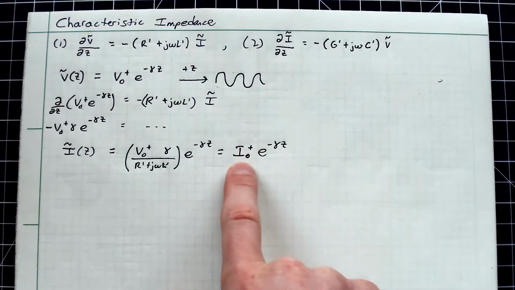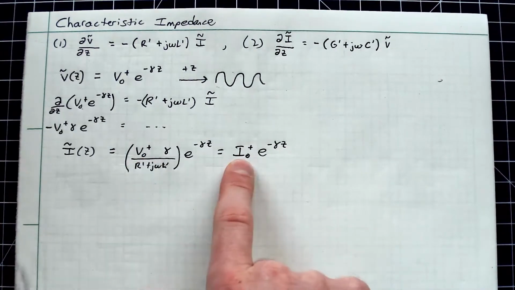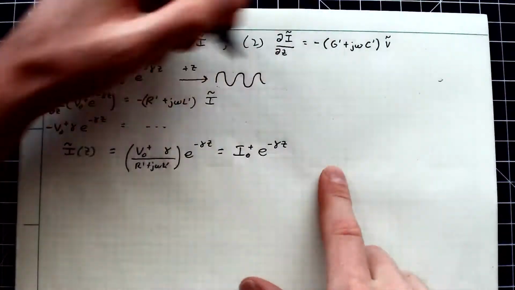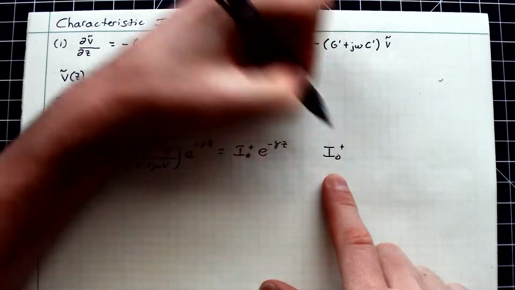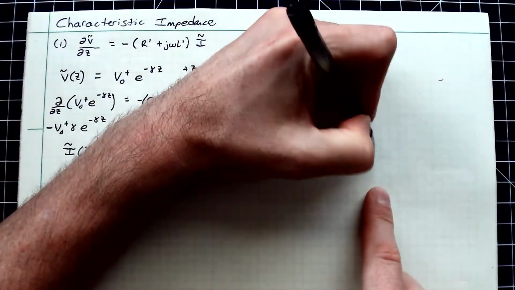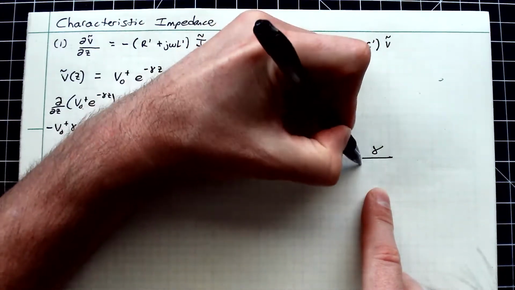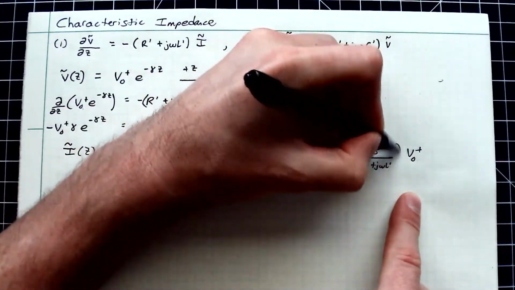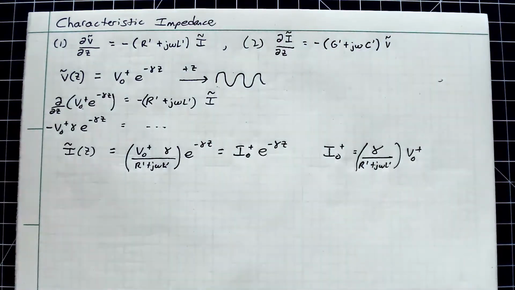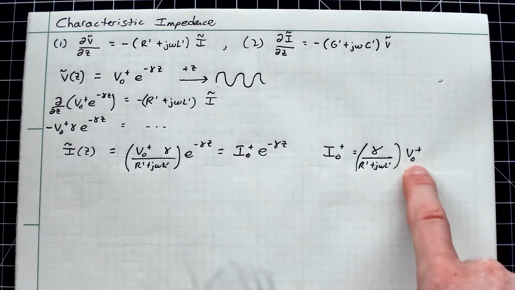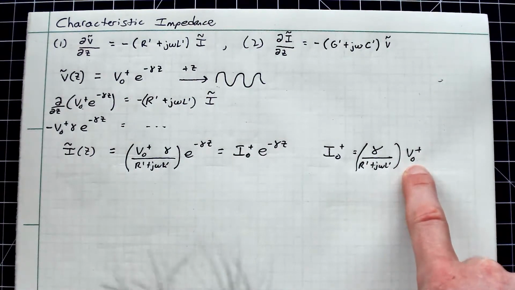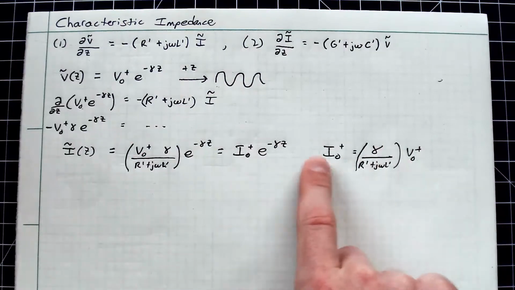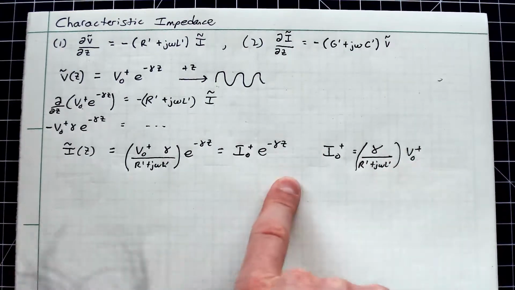So what I can do now is solve for I naught plus, and you notice it'll just be some fixed ratio. Let's do that real quick. I sub 0 plus is equal to gamma divided by r prime plus j omega L prime times V naught plus, like so. Given some voltage amplitude propagating down a transmission line, if I multiply it by this particular parameter here, I know what the current is. Or vice versa, if I'm given the current, I can then solve for the voltage by dividing this thing out.